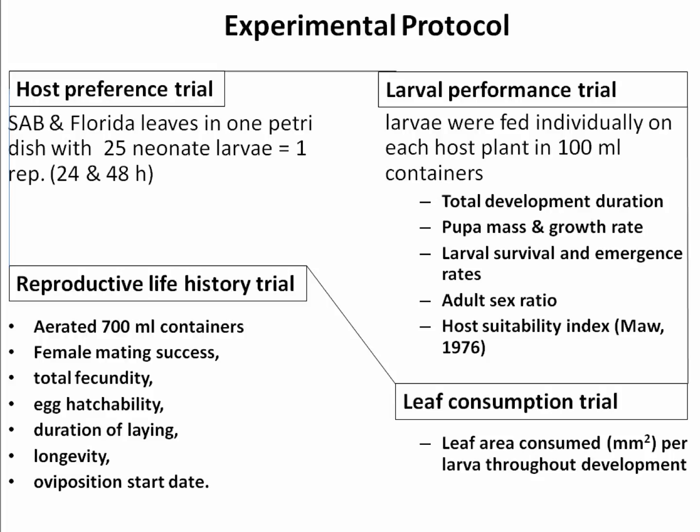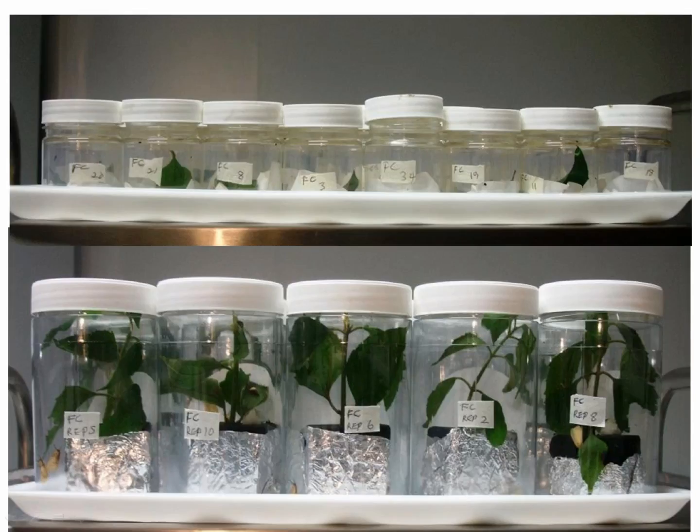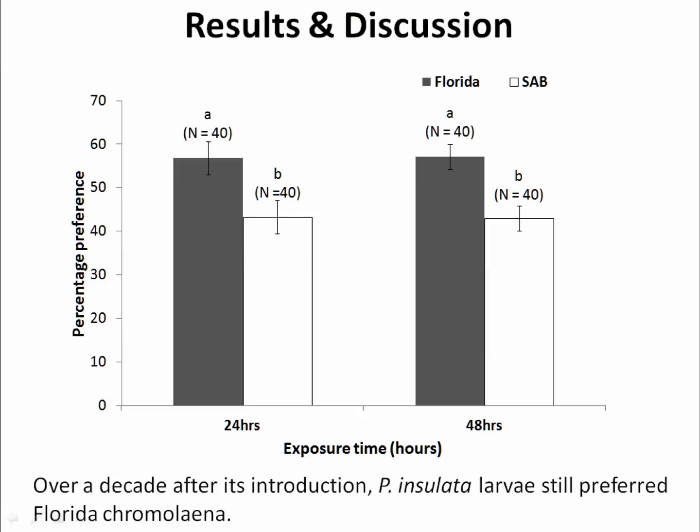For the leaf consumption trial, we basically followed each individual throughout the larval stage to pupation. So we were able to measure the leaf consumption, or leaf area defoliated, by a single individual. This is how the experimental setup looks.